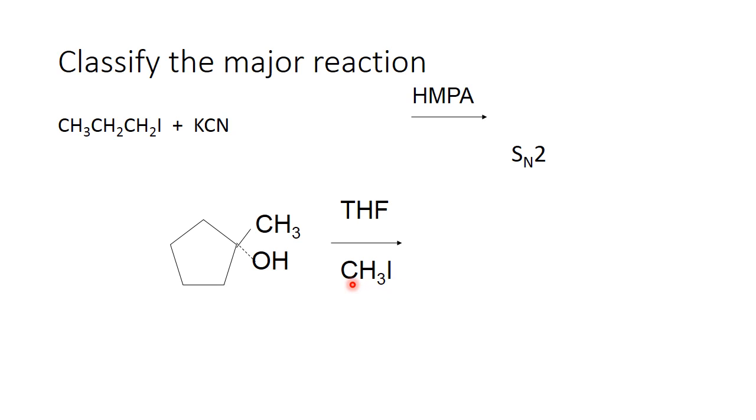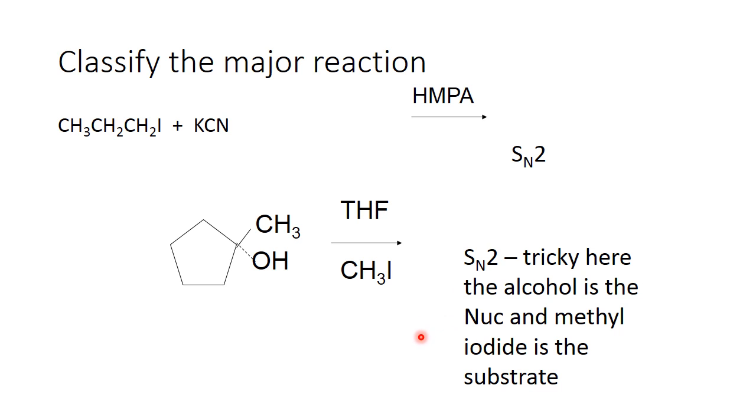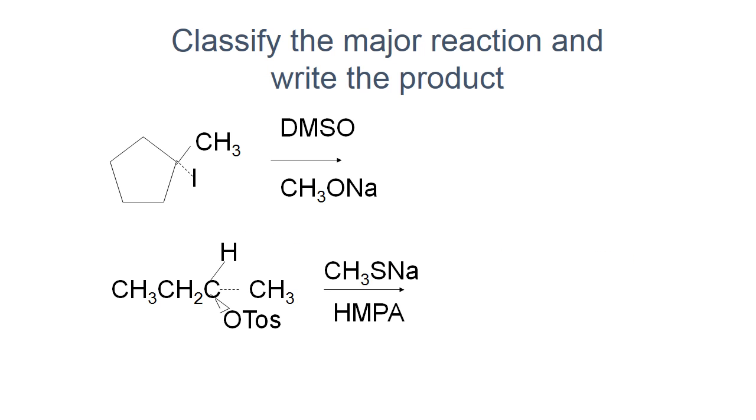This is a primary carbon. It's a methyl iodide. They're very fast in SN2 reactions. So the non-bonding pairs are going to come in here and displace this iodine, and this will be an SN2 reaction. The THF is a polar aprotic solvent, and so what we have here, everything points to SN2. Methyl iodide, THF, and a reasonable nucleophile.